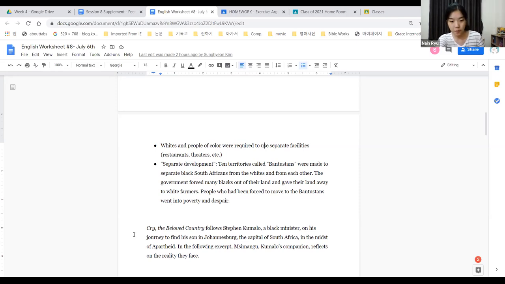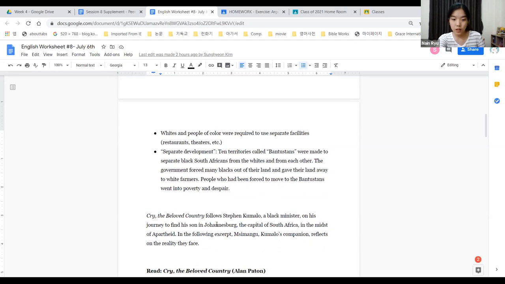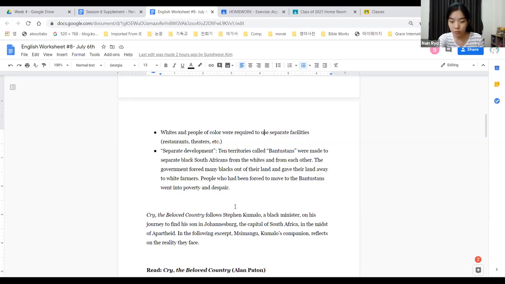It says here, Cry, the Beloved Country follows Stephen Kumalo, a Black minister, on his journey to find his son in Johannesburg, the capital of South Africa, in the midst of apartheid. Kumalo has a friend called Mr. Msimangu, who is coming with him as he's looking for his son. In this excerpt, which is very short, Mr. Msimangu talks about the society that they're in and the injustice that they are seeing. So we're going to read this.